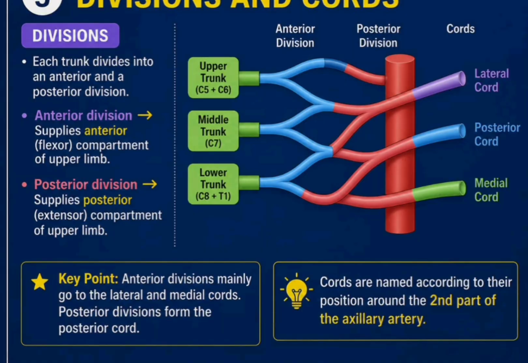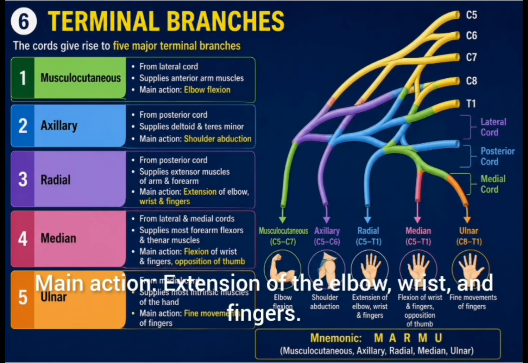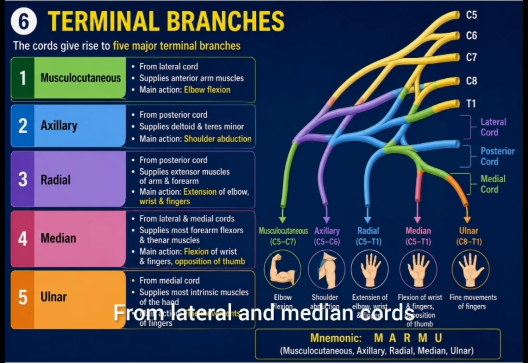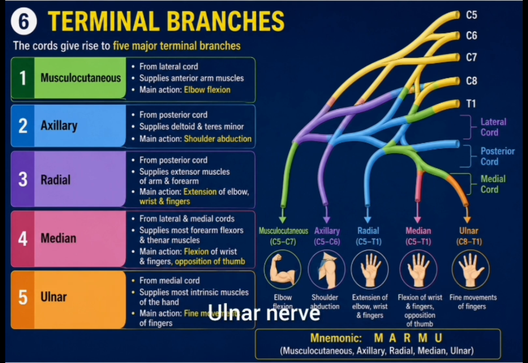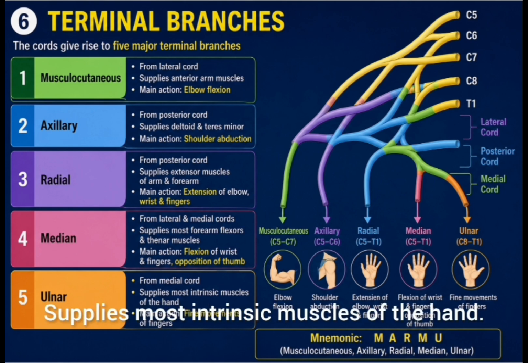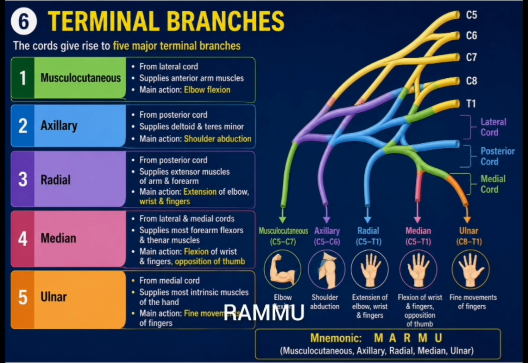Divisions and cords. Radial nerve, from the posterior cord, supplies extensor muscles. Main action, extension of the elbow, wrist, and fingers. Median nerve, from the lateral and medial cords, supplies most forearm flexors and the thenar muscles. Important for thumb movements. Ulnar nerve, from the medial cord, supplies most intrinsic muscles of the hand, responsible for fine finger movements. Remember the mnemonic RAMMU: radial, axillary, musculocutaneous, median, ulnar.